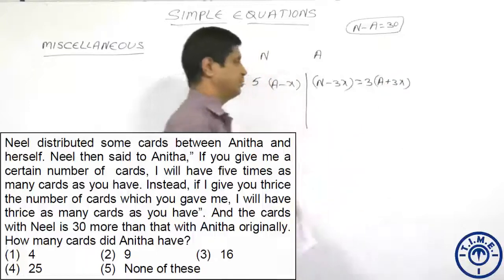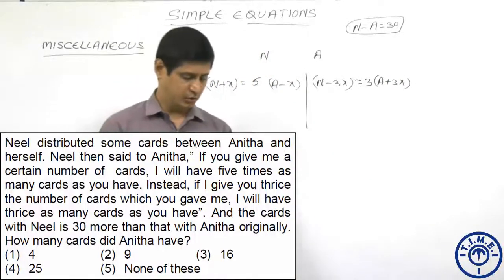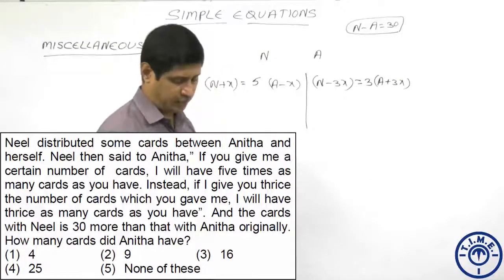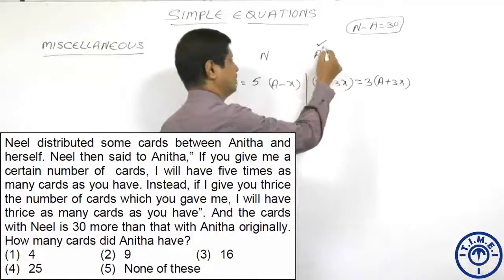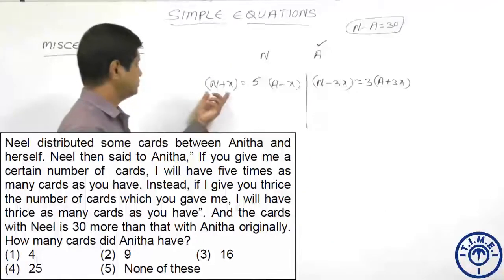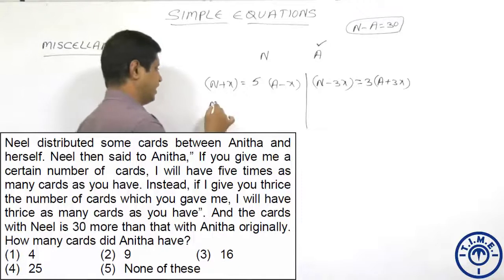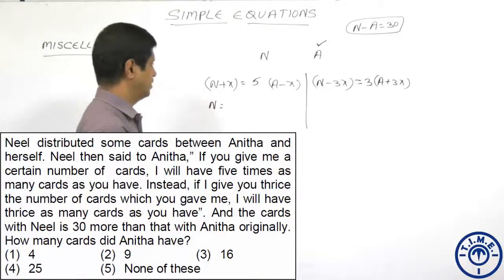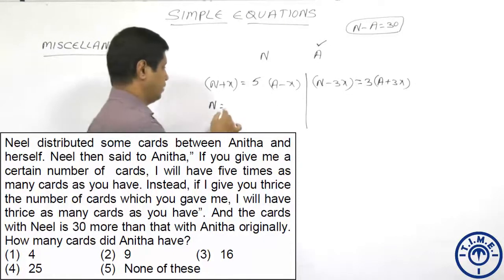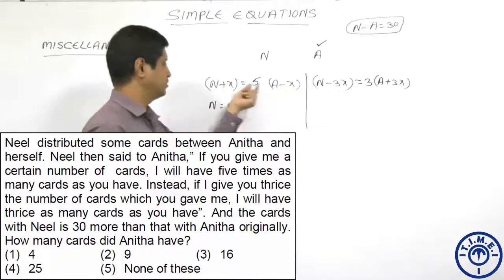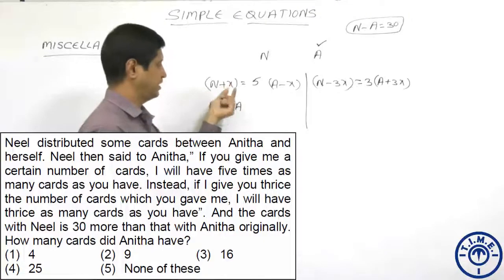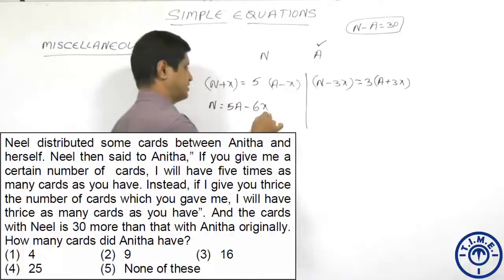It is the difference between Neil and Anita originally. What to find? The number of cards with Anita. Now solving this, we get, what is the result here? N is equal to 5A, 5A. Now here minus 5x minus x means minus 6x.